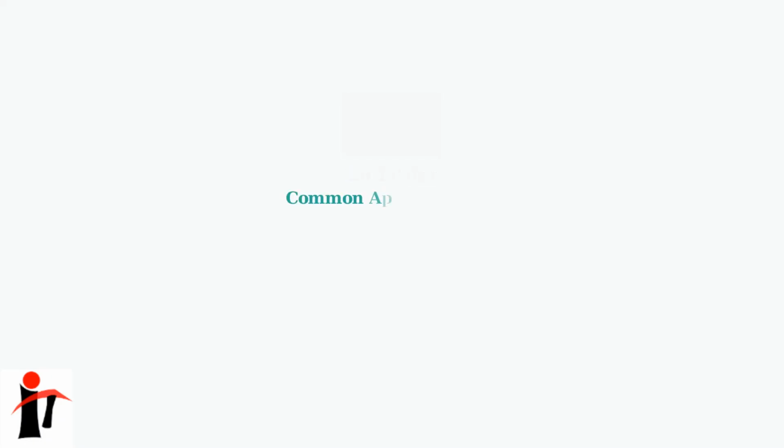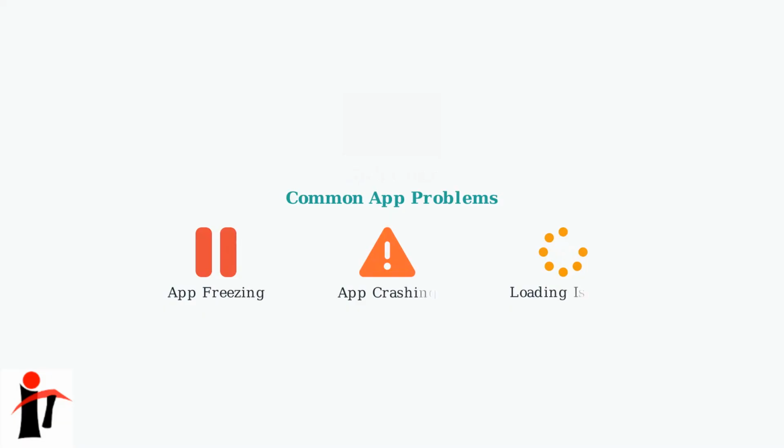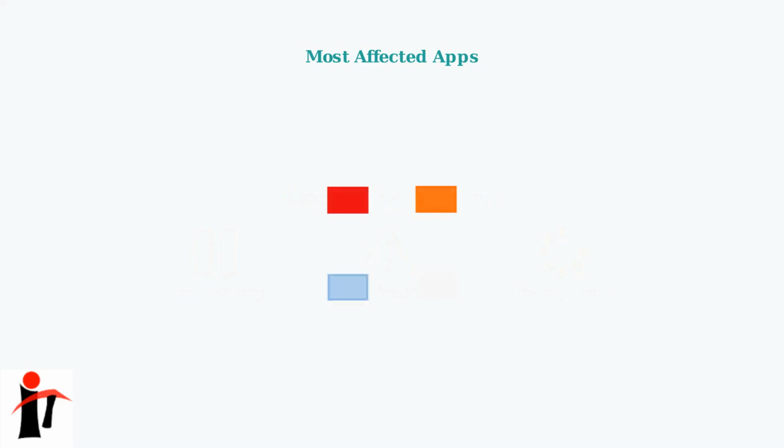The three most common issues users report are app freezing during playback, apps crashing to the home screen, and infinite loading screens that never resolve. These problems most commonly affect popular streaming services like Netflix, BBC iPlayer, ITVX, and YouTube, which are among the most resource-intensive apps on the platform.